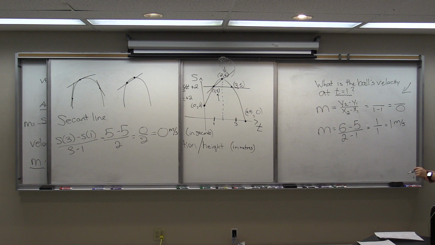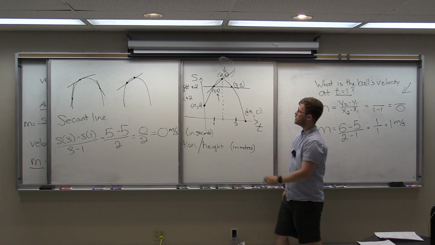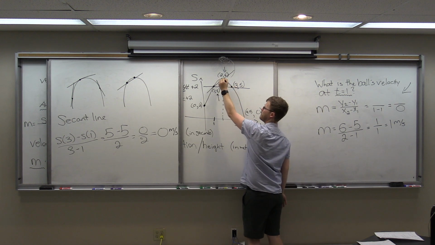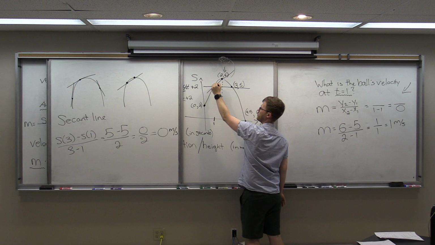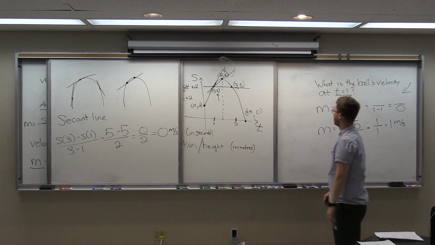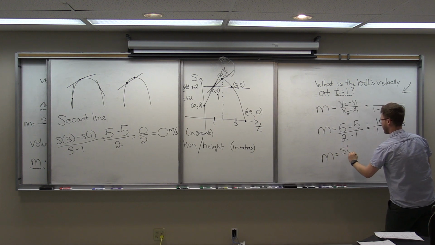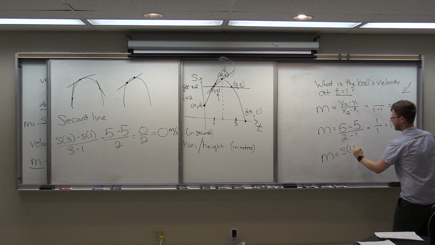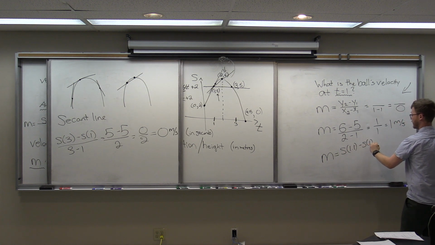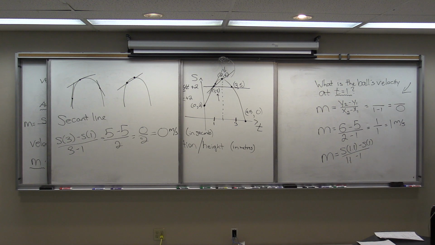So what we're going to do is what's called a limit. We are going to start with values far away from 1. But we're going to notice a trend as we calculate values closer and closer to 1. So the next one I'm going to calculate is one that is much closer to 1. Let's calculate the average s of 1.1 minus s of 1 divided by 1.1 minus 1.